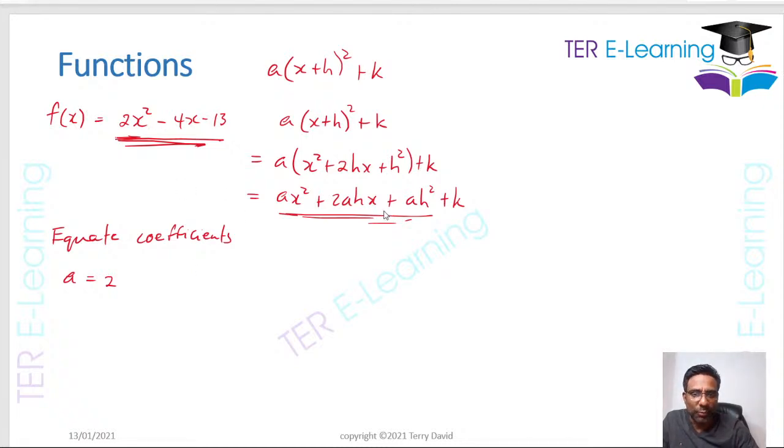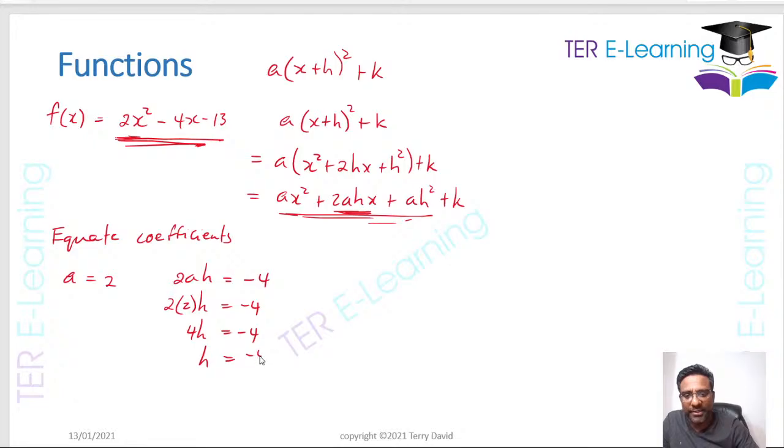Next thing, we have only one term in x, and that's this here, 2ahx. So we can say that 2ah is equal to minus 4, but you just worked out what a was. So a is 2, so this is minus 4. So therefore 4h is equal to minus 4, h is equal to minus 4 over 4, h is equal to minus 1, right? So I've gotten h.